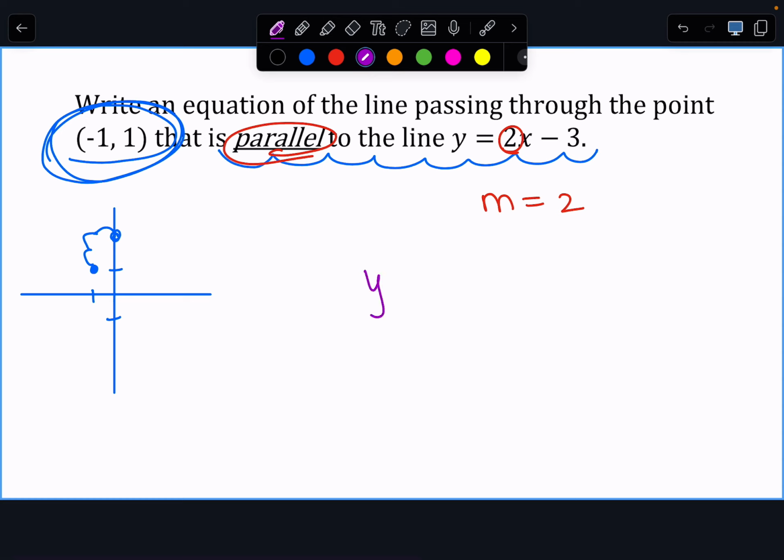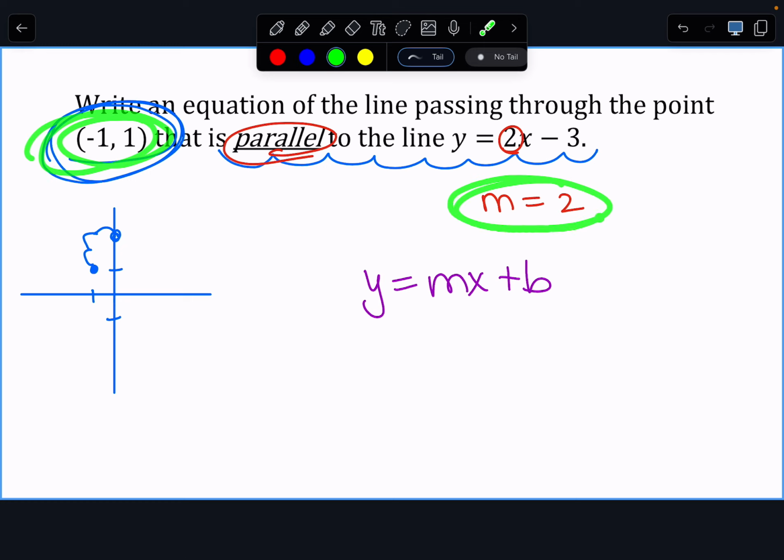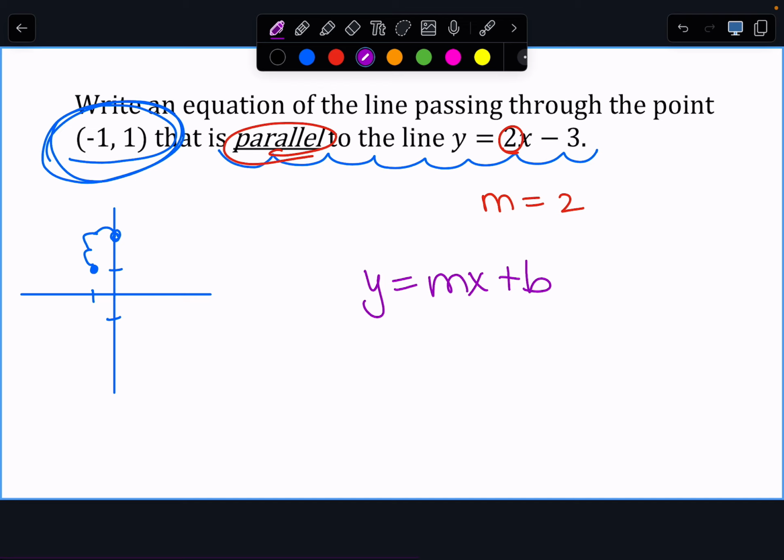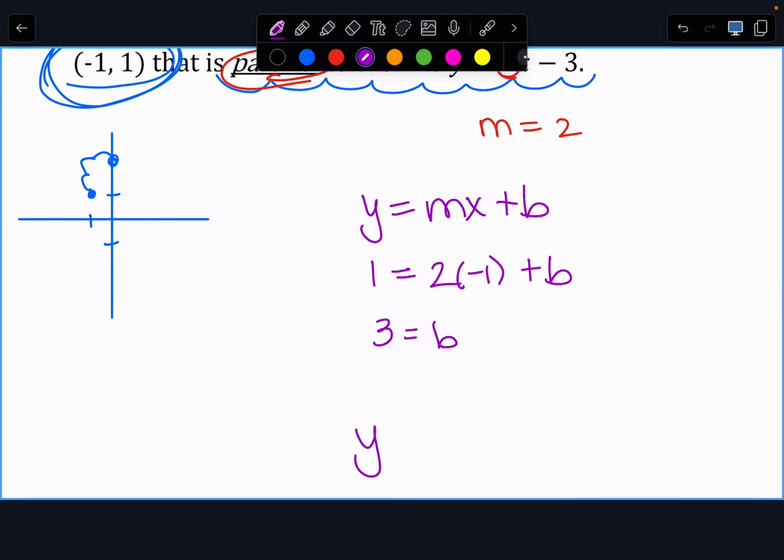If we want y equals mx plus b, here we have our coordinate, here we have our slope. I saw group number 5 plug 1 in for y, -1 in for x, my slope is 2, so they figured out that b was 3, which meant y equals 2x plus 3.